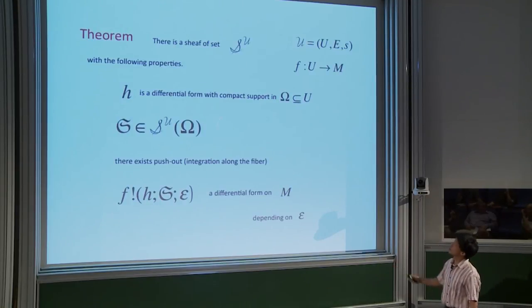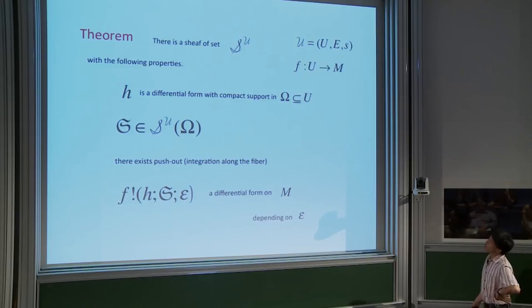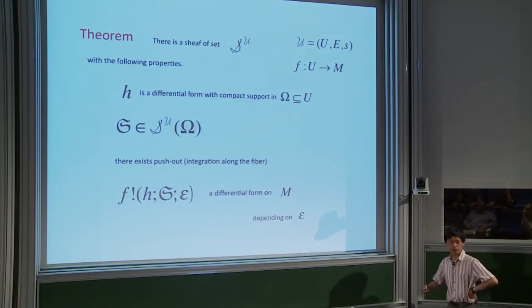So what is the first property of the sheaf? The first property of the sheaf is the following. You have this triple, and suppose H is a differential form with compact support in some open set omega of U. And suppose you have a section of your sheaf on omega. Then you can define the push out, or integration along the fibers, of this differential form. You get a differential form on M, but it depends on epsilon, which is positive.